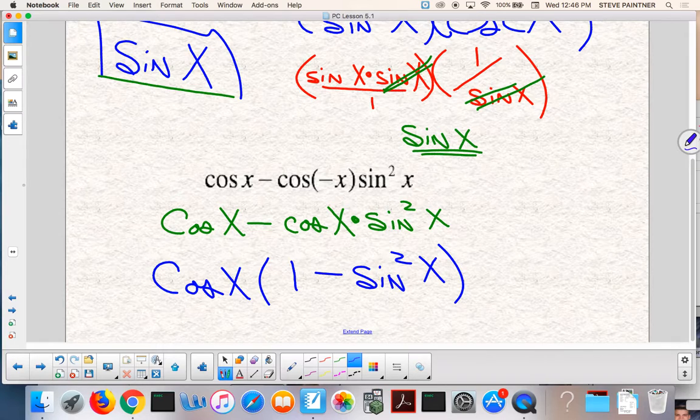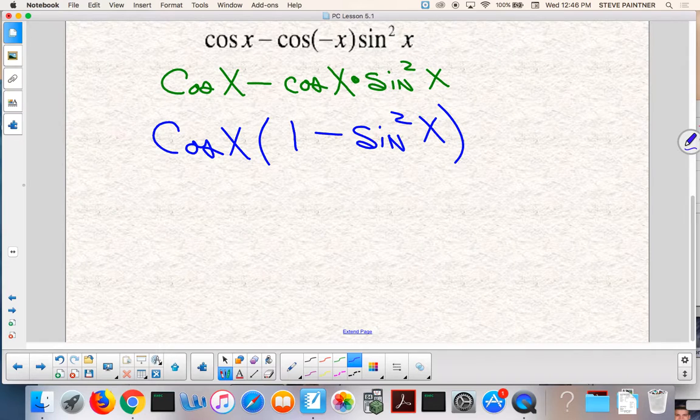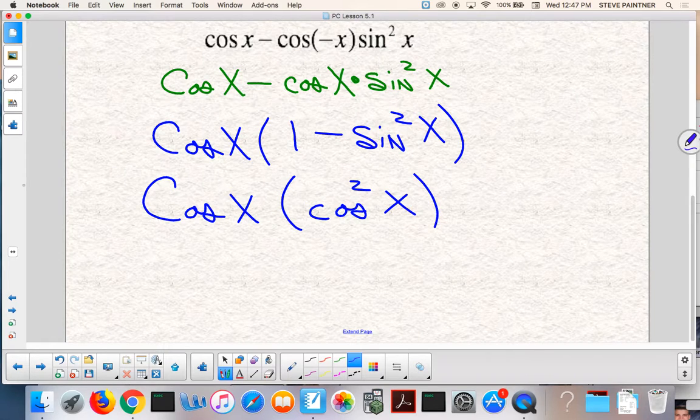Hey, anytime you see sine squared in a 1, or cosine squared in a 1, or tangent squared in a 1, it's your Pythagorean identities. It's this one, isn't it? Right here? 1 minus cosine squared is... that one. Oh, I said that wrong. 1 minus sine squared is? It's cosine squared, exactly. Okay. Final answer? Cosine cubed. Yeah, it's cosine to the first times cosine to the second. That's cosine to the what? Third. Cubed.